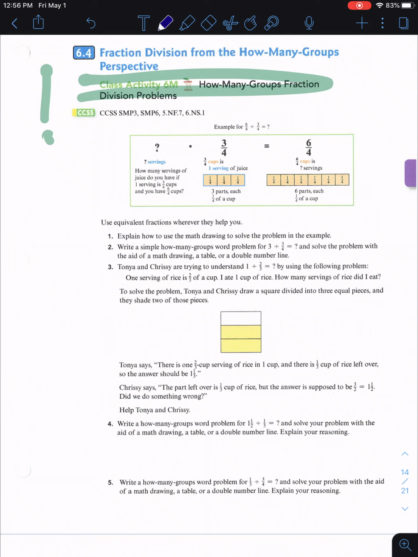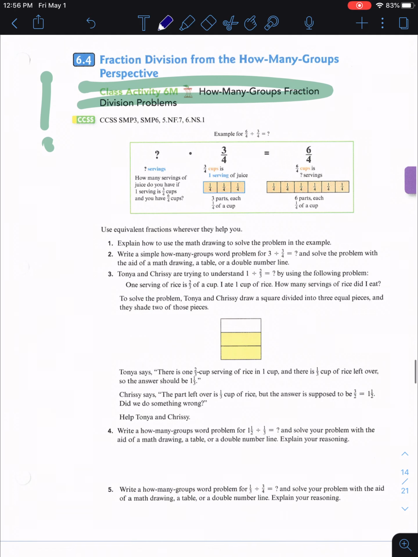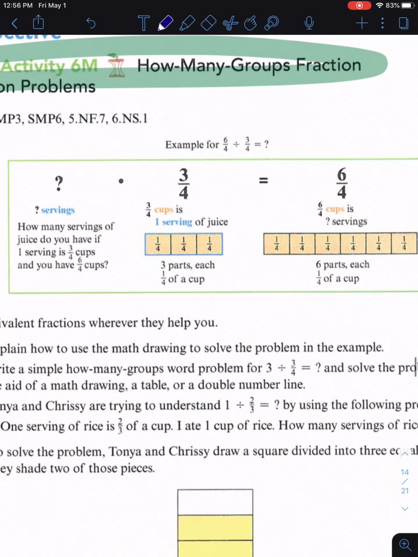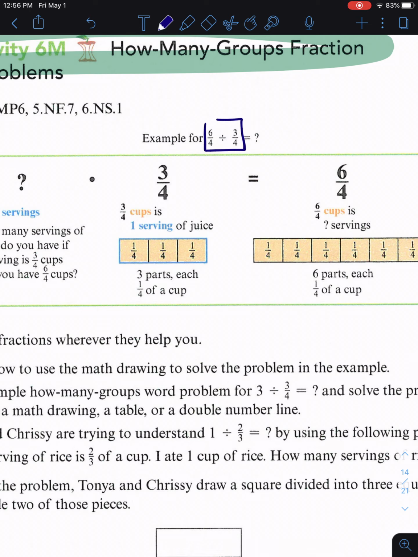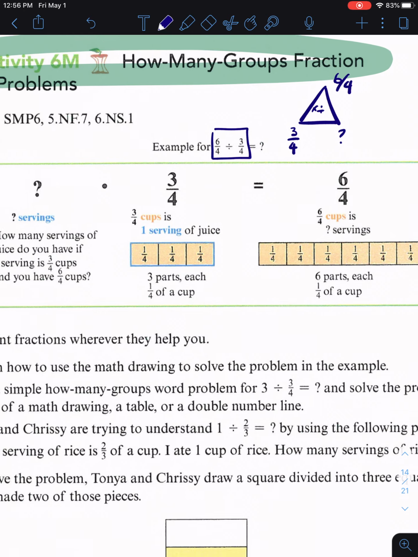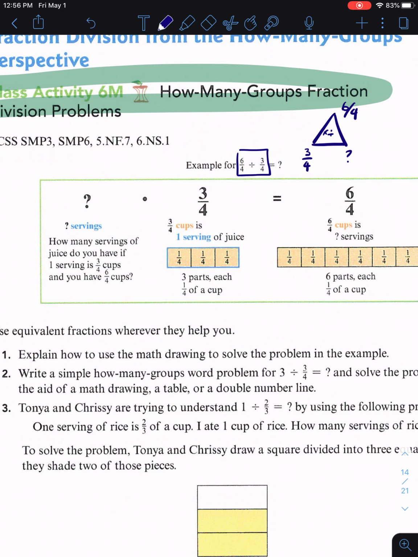So let's look at the activity 6M, where we're going to be looking at this division of fractions. Now, however we interpret that division of fractions, we know that in the fact family triangle with multiplication and division, what we're doing is we're dividing the product by one of the factors. So the product will be 6/4 and the factor will be 3/4, and we want to know what that is, what we're multiplying by.